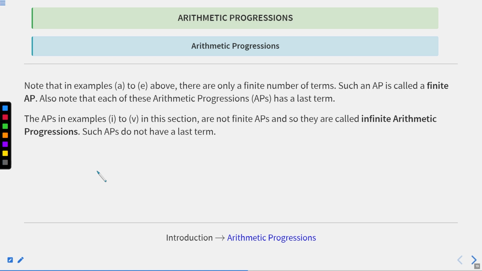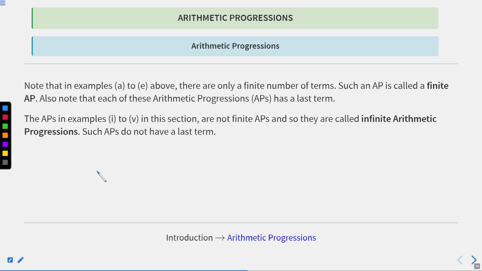If an AP has a finite number of terms, then this AP is called a finite arithmetic progression. A finite arithmetic progression has a last term. So note that each finite arithmetic progression has a last term. But if the terms of the AP are not finite, that means if we have an infinite arithmetic progression, in that case we can note down that such arithmetic progressions do not have a last term.